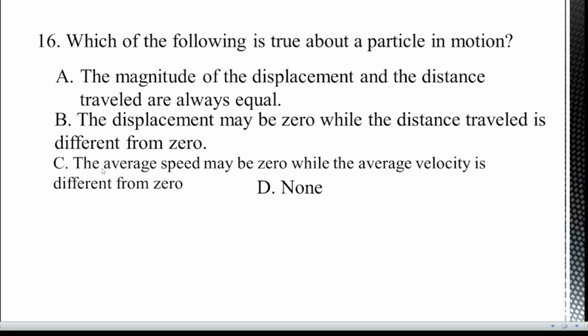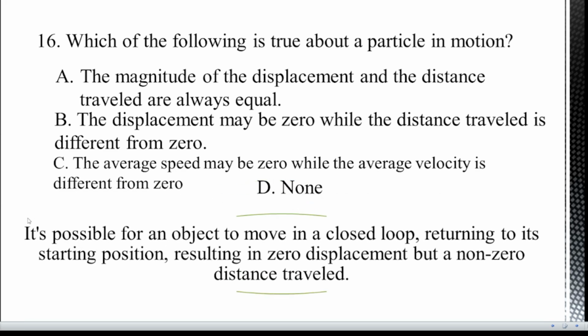C. The average speed may be zero, while the average velocity is different from zero. No. The average speed should be different from 0, while the average velocity should be 0. So the answer is B.